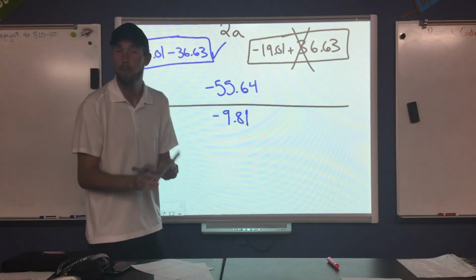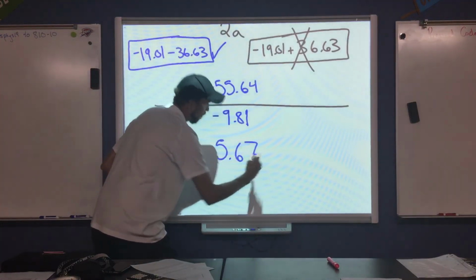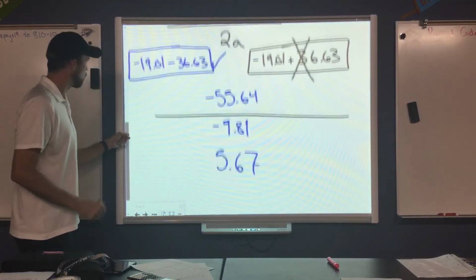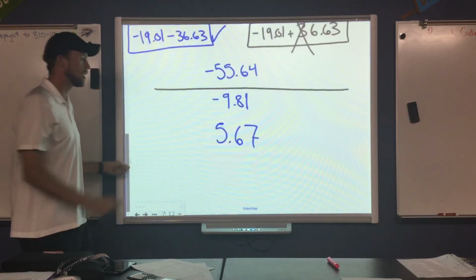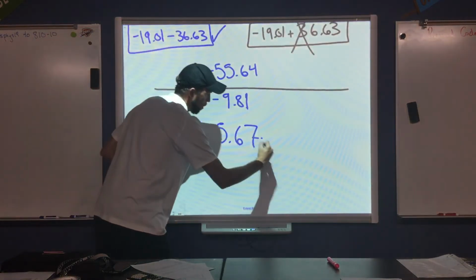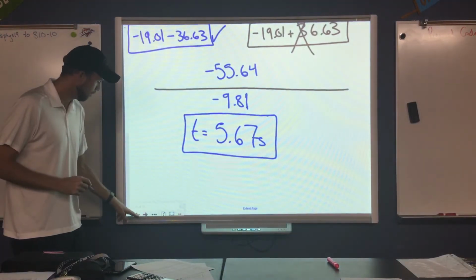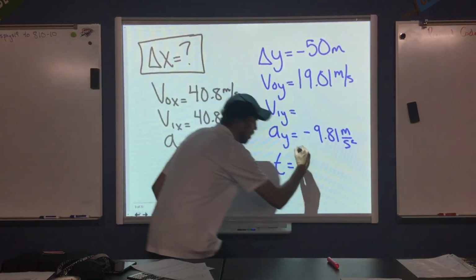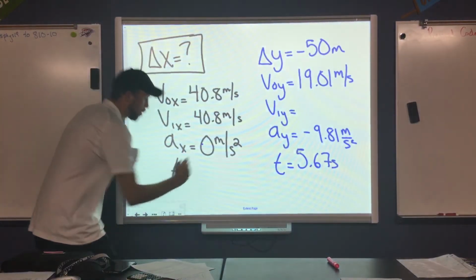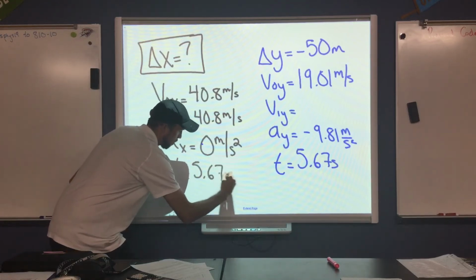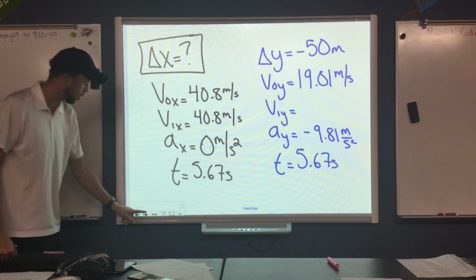We end up getting about 5.67 seconds. Now, why did I say 5.67 seconds? Well, remember, we're not just solving for x here. X is actually a time value. So our time here should be 5.67 seconds. Now, once we have our time value, we can come back to our list of variables. 5.67 seconds. Remember, time is the one variable both directions will share. And now that we know time, we can solve for delta x using equation 2.